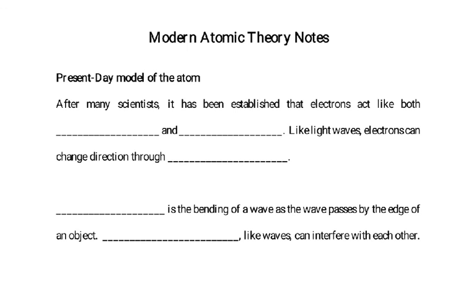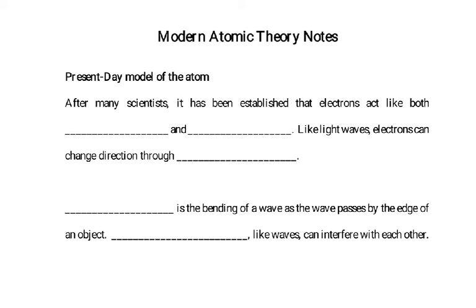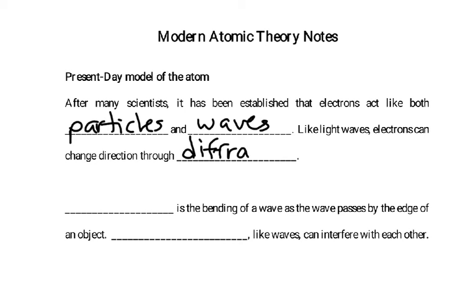Basically, electrons act like both particles and waves. So we're going to write the word particles here, and waves. Like light waves, electrons can change direction through diffraction. So they kind of act like light does, the photons of light. By the way, diffraction, hopefully you can read my messy writing, is the bending of a wave as the wave passes by the edge of an object.